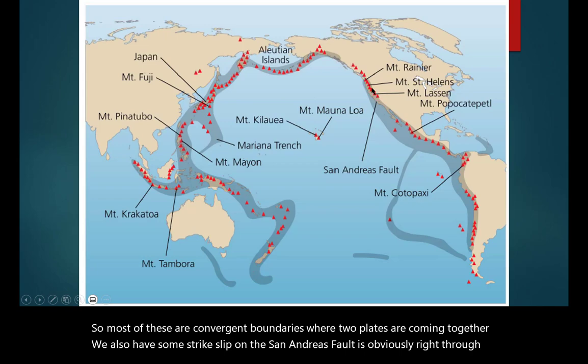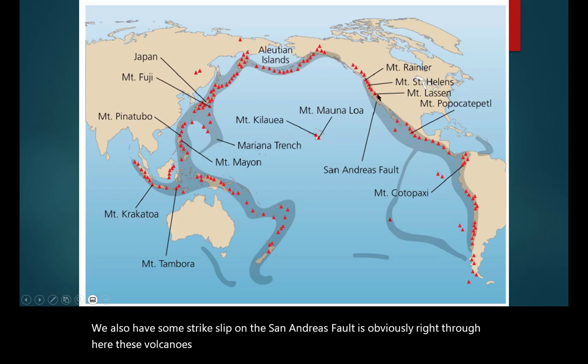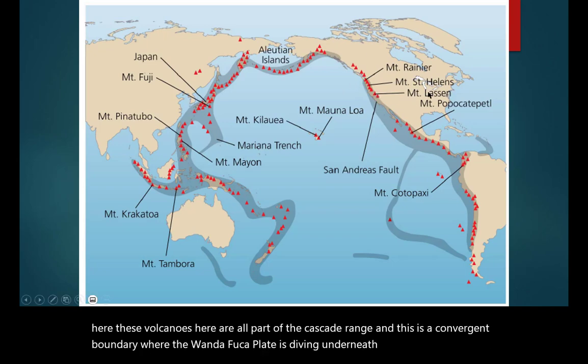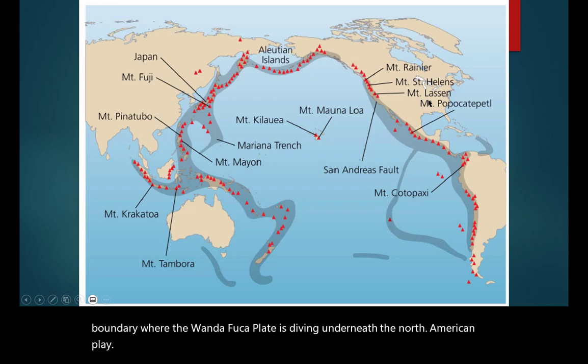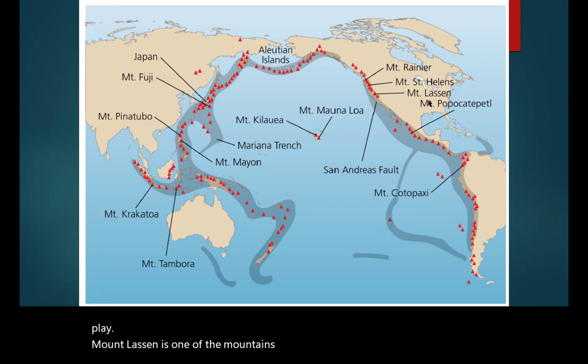These volcanoes here are all part of the Cascade Range, and this is a convergent boundary where the Juan de Fuca plate is diving underneath the North American plate. Mount Lassen is one of the mountains in California that's part of that Cascade Range, as is Mount Shasta.